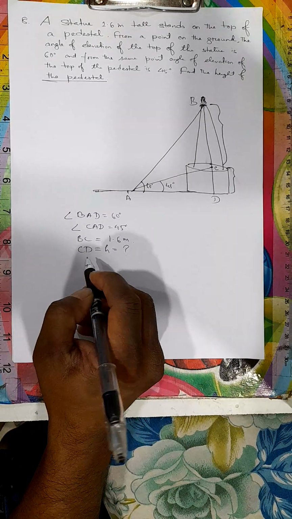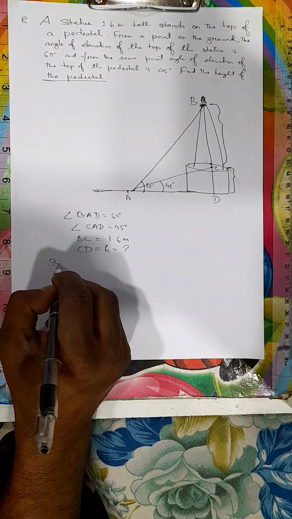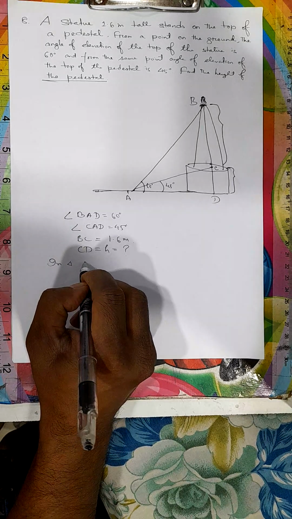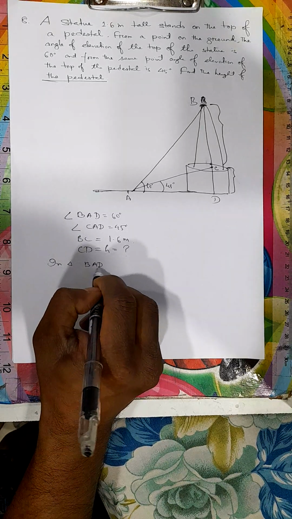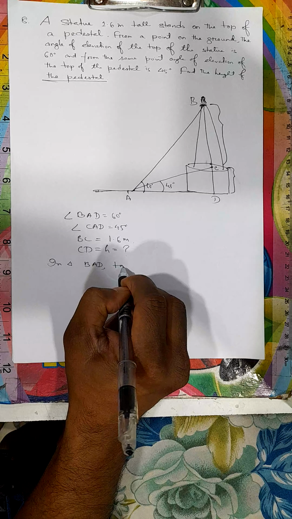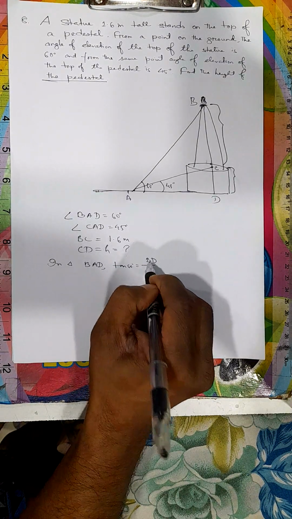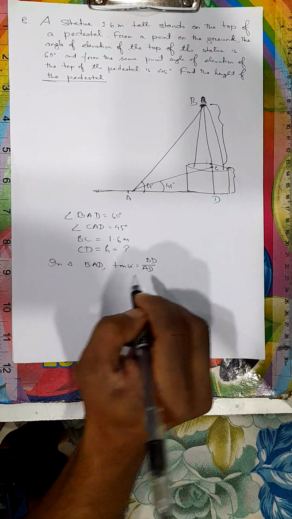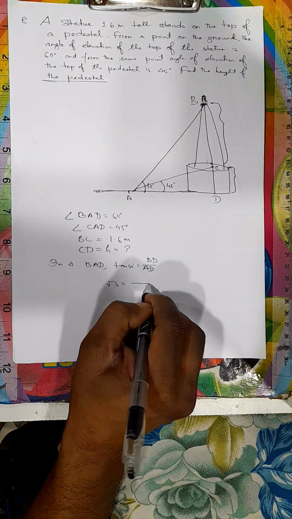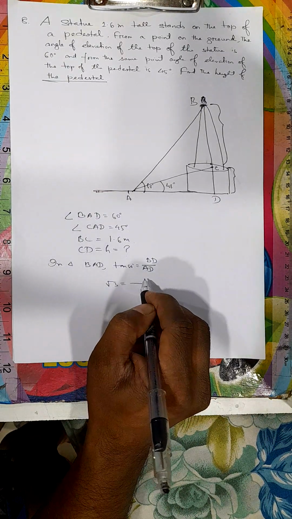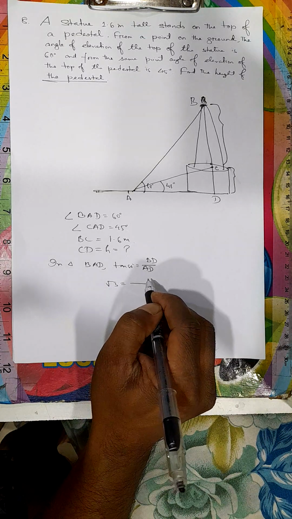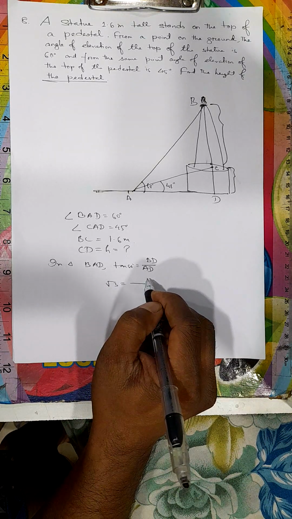Now let us use trigonometry. In triangle BAD, tan 60 degrees equal to BD by AD. Root 3 equal to BD by AD. What is BD? BD equal to BC plus CD.